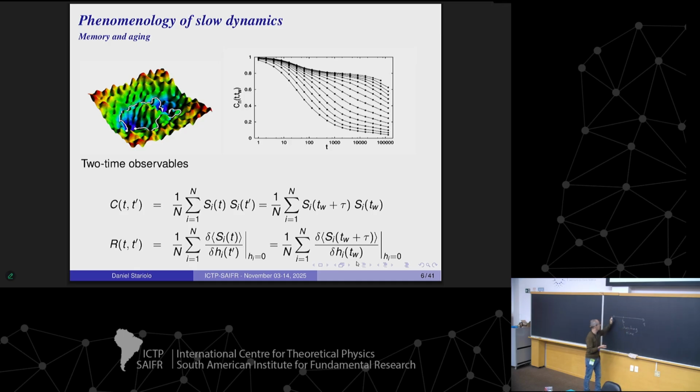So we let the system relax from the initial quench up to a predefined waiting time. And at the waiting time, we begin to measure correlations or order parameter of the observable that we want to study up to another time, larger time, t.